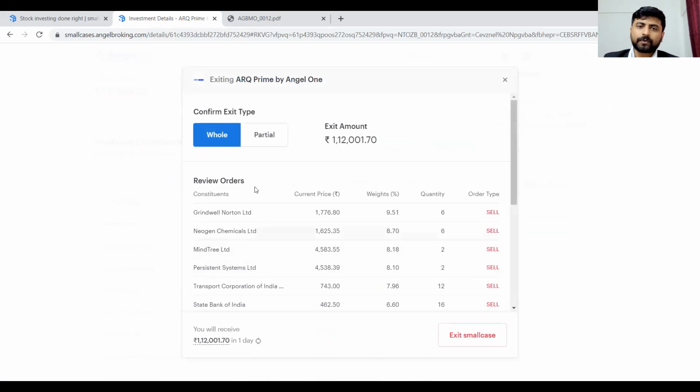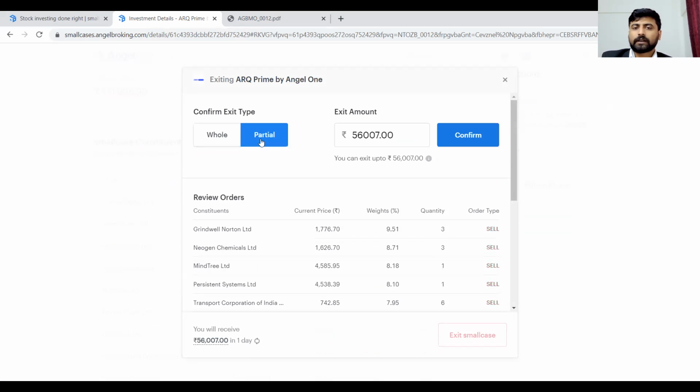You will be presented with two options, a partial exit and a whole exit. If you wish to exit the smallcase in a partial way, select the partial exit option and select whatever amount you wish to exit from. Here it says that you can exit up to 56,000. Why is this the case? Because anything less than that, and you will be tinkering around with the minimum investment amount, which is not recommended. So the minimum investment amount has to stay. Apart from that, the excess invested amount can be liquidated as a partial exit. If you wish to do that, you can click on Confirm and then click on Exit Smallcase.